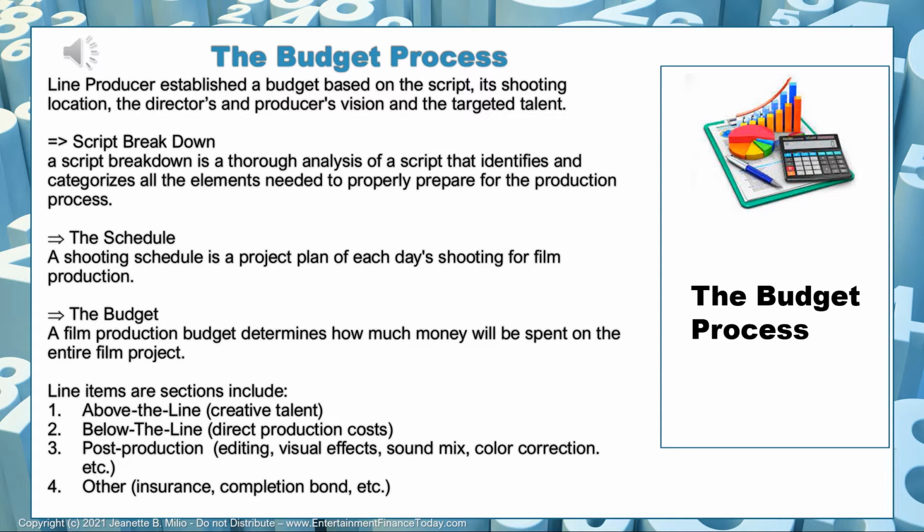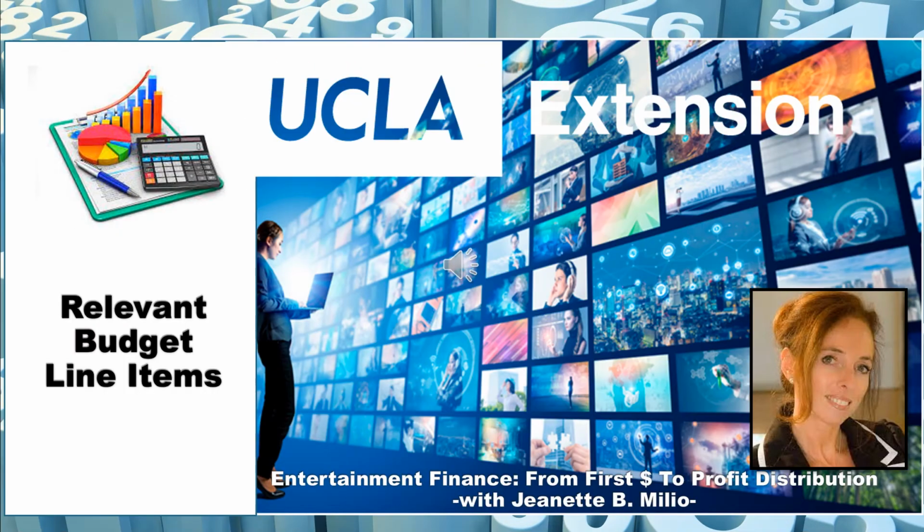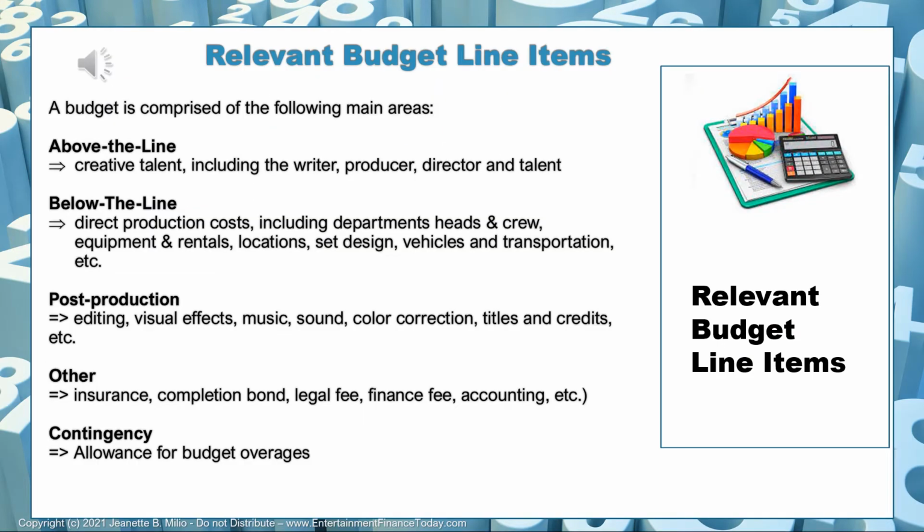And there are some other costs that often include insurance, completion bond, finance fees, and a few other things. Let's look at some of the most relevant budget line items. The relevant budget line items are summarized in 5 sections, which are the above the line, the below the line, the post-production, other costs, and the contingency.